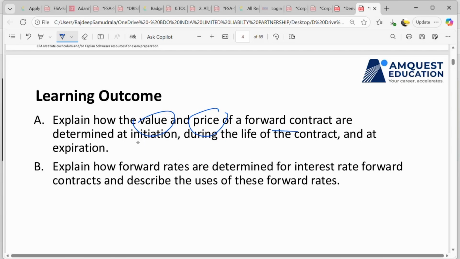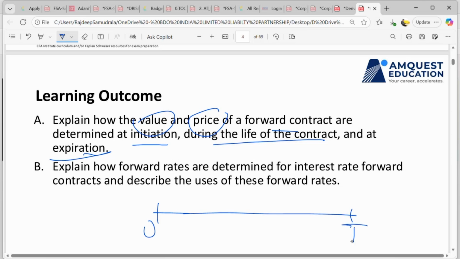Now, remember, I want to do it at the initiation stage, during the life of the contract, and the expiration stage. In the exam, they could ask you for valuation and pricing at any point, and there are 3 points. There is the start, which is today. There is expiry, which is time T, and there is during the life. So at any point, they could ask you about this point or this point. You have to learn all 3.